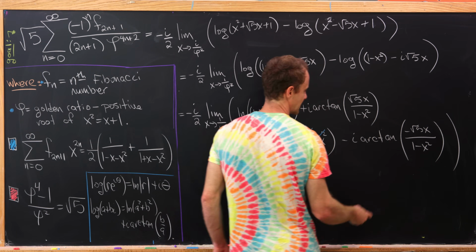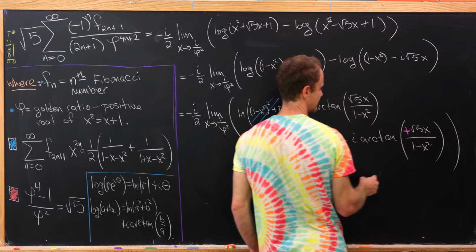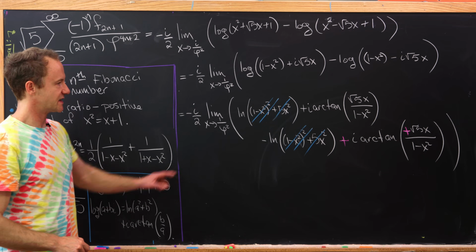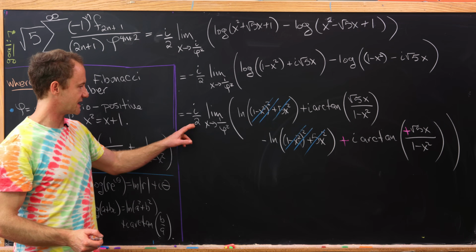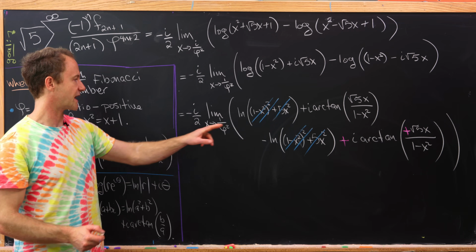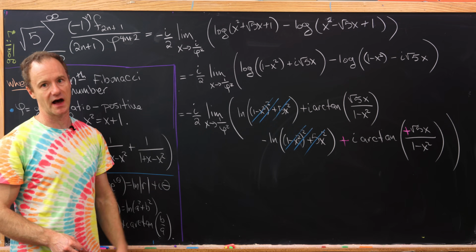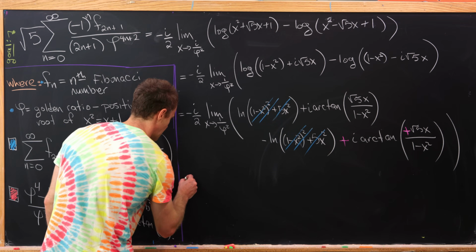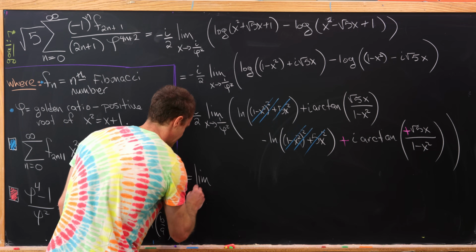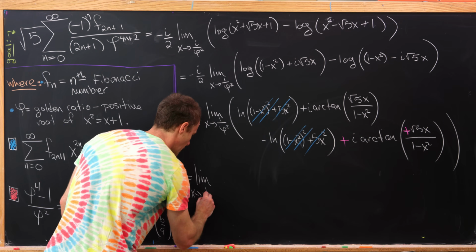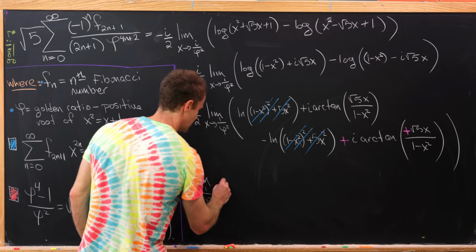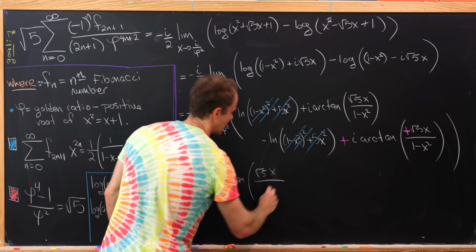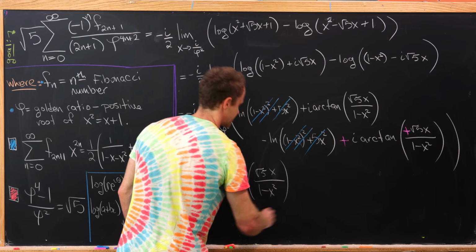And then we can use the fact that the inverse tangent, the arctan, is an odd function. That changes this from a minus to a plus, and that from a minus to a plus. Next up, those two are going to build up to 2 times arctan. That's going to cancel this 2 in the denominator. We've got an i multiplying by the negative i, which will simply leave us with 1, because i times negative i is 1. And we are finally left with the limit as x goes to 1 over phi squared of arctan of the square root of 5 times x over 1 minus x squared.